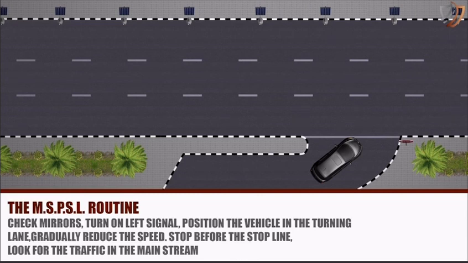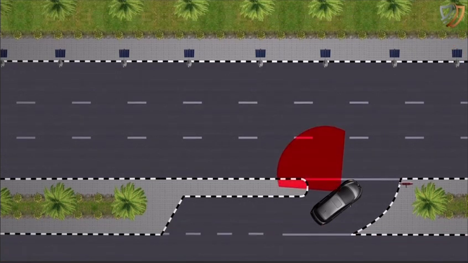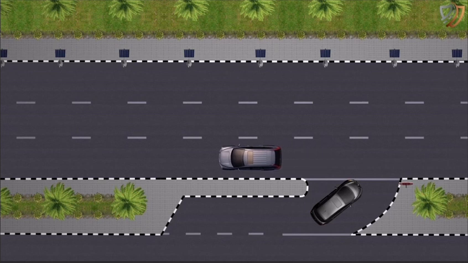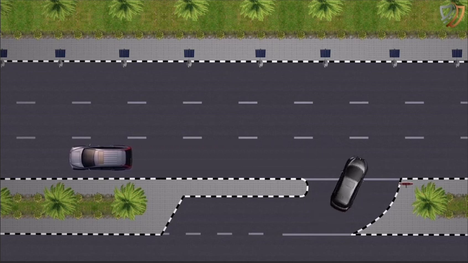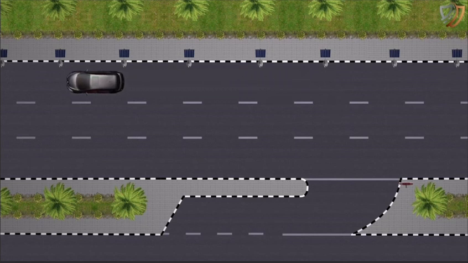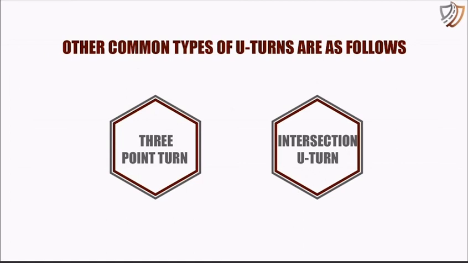Look for the traffic in the main stream. Do a head check for possible hazards like two-wheelers on the left side before turning. Once the road is clear, motorists must turn into the extreme right lane of the carriageway, irrespective of 2 or 3 lanes. After completing the U-turn, check mirrors and increase speed quickly to match with the traffic stream on the road. Other common types of U-turns are as follows: 3-point turn, intersection U-turn.